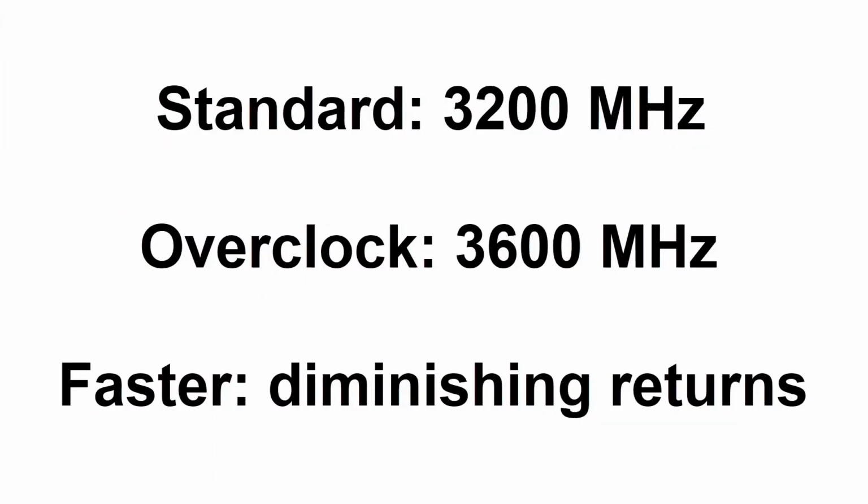The standard RAM frequency for the most recent AMD and Intel CPUs is 3200 MHz. A very common overclock, useful if the motherboard accepts it, is 3600 MHz at 1.35 volts. After this there are diminishing returns. On AMD systems it may result in worse performance.